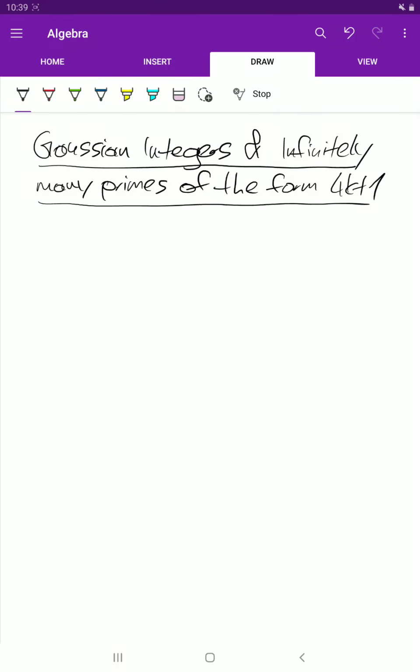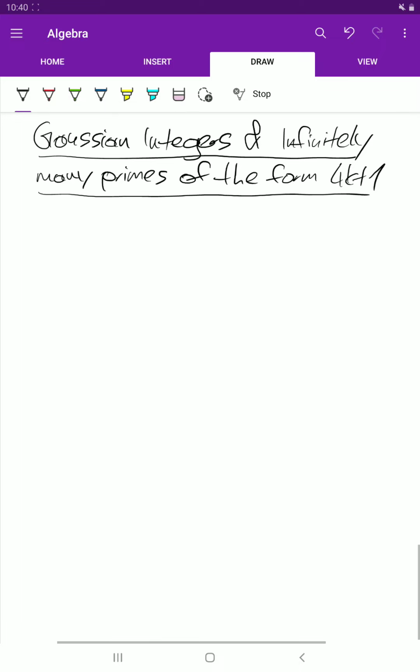Hello, today we're going to have a look at Gaussian integers, and then we'll prove that there are infinitely many primes of the form 4k plus 1. And we'll do that using the Gaussian integers and somehow mimicking the proof that there are infinitely many primes. Okay, so let's start with a motivation for the Gaussian integers.